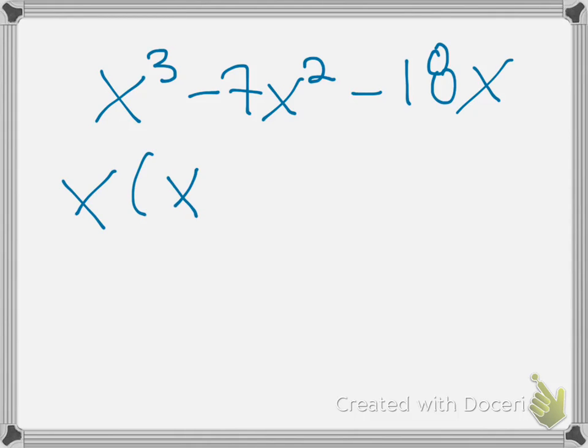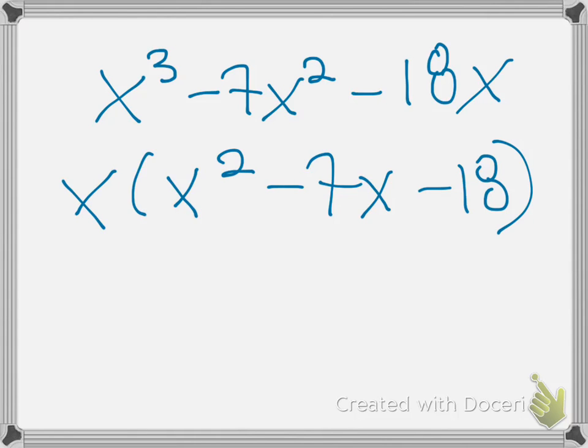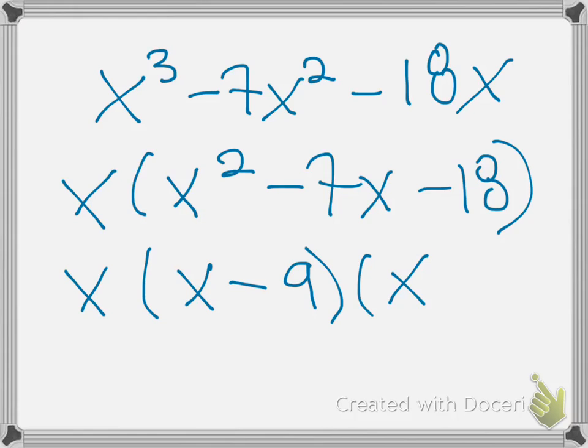When we do that, that'll leave us with x squared minus 7x minus 18. And now we want to see if we can factor that trinomial any further. So we want to see if there are factors of negative 18 that we can combine to get negative 7. And of course there are. Those factors are negative 9 and positive 2. So that means we can further factor this trinomial to be x minus 9 times x plus 2. And now we have completely factored our original polynomial.